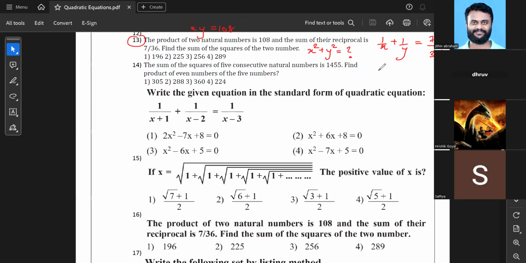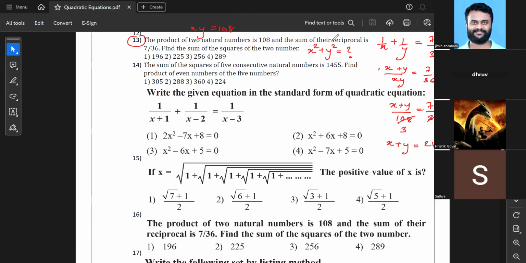I'll cross multiply this. That will give me (x plus y) upon xy is equal to 7 upon 36. Now, instead of xy, I will substitute 108. That will give me (x plus y) upon 108 is equal to 7 upon 36. 36 times 3 is 108. That will give me x plus y is equal to 7 into 3, 21.